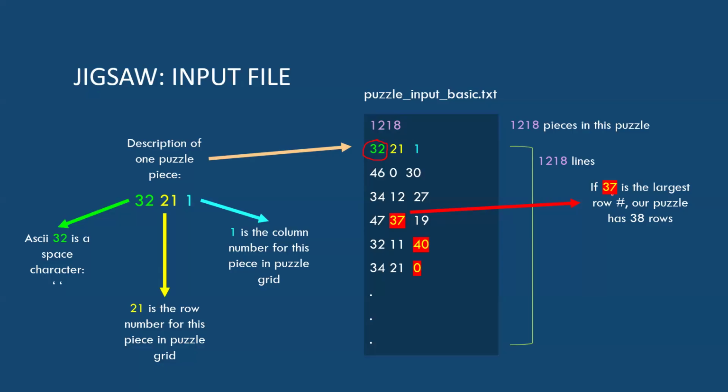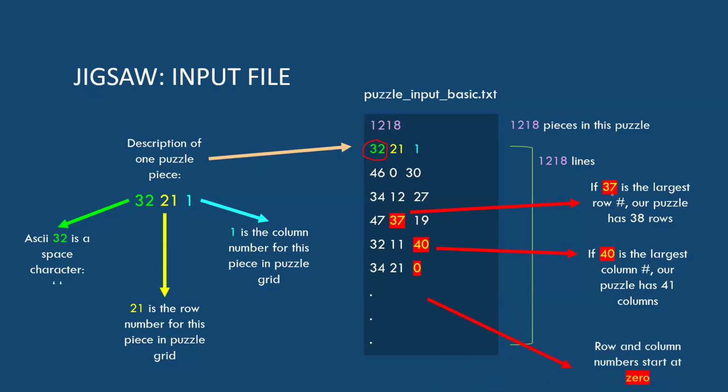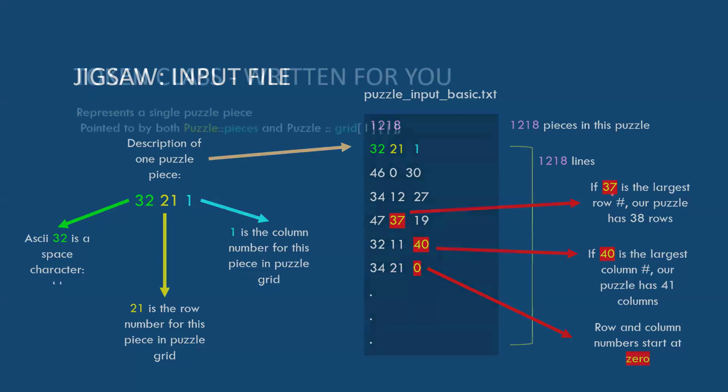All of our row numbers are zero-based, so you're going to need to do a little adjustment on that. Same for column numbers, of course. If we find the biggest column is 40 while we're reading our puzzle, then that means we have 41 columns in our grid. So those are kind of the gotchas there. And of course, all of our rows and columns can start at 0.